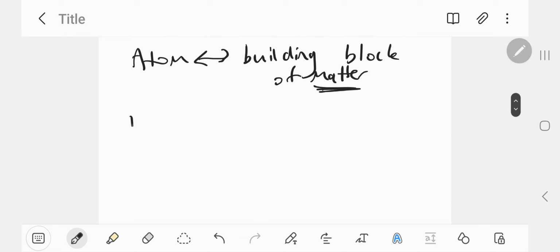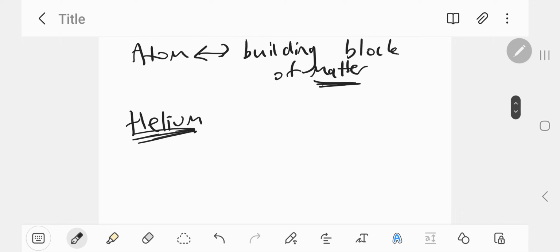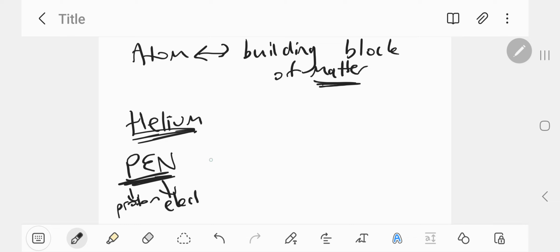Let's look at one of the simplest atoms in the universe, helium. I'm not going to do hydrogen because hydrogen doesn't have neutrons, and I want to illustrate the different parts of an atom. The acronym, the mnemonic, I've been teaching you in class is PEN. PEN stands for P for proton, E for electron, and N for neutron. These are the three main parts of an atom.